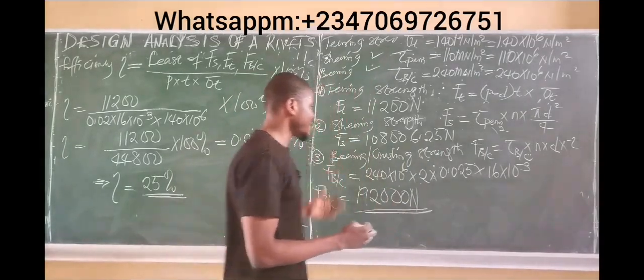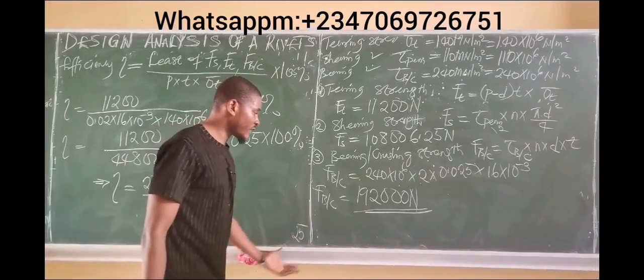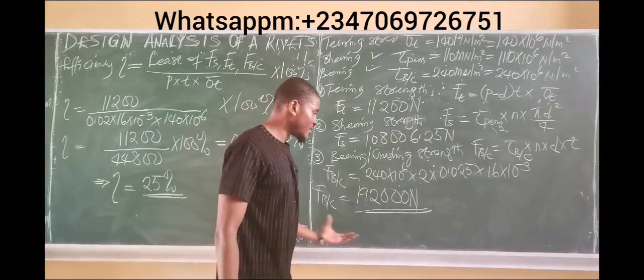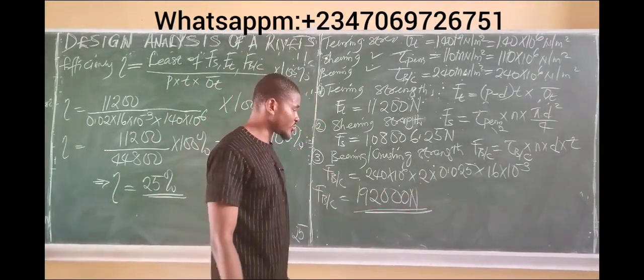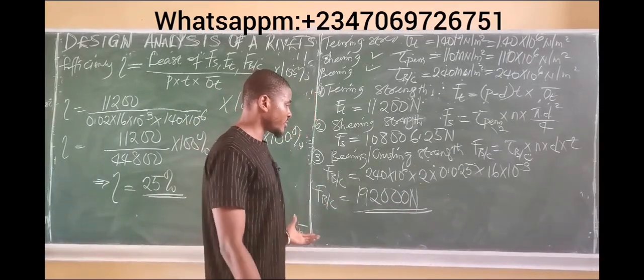All right, but then that's the calculation, and this is how to find your efficiency. The first question says we should find the maximum strength or maximum force on the joint, and of course, the highest number there, which is 192,000, becomes the maximum.